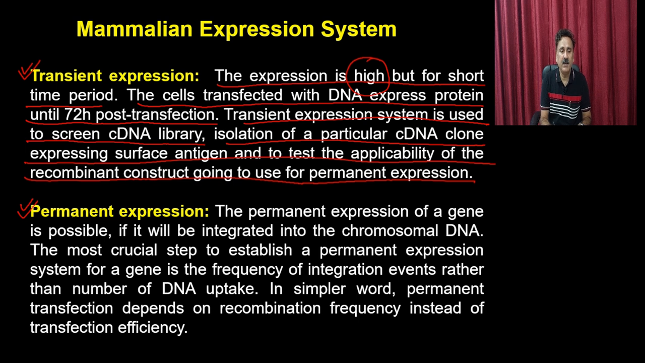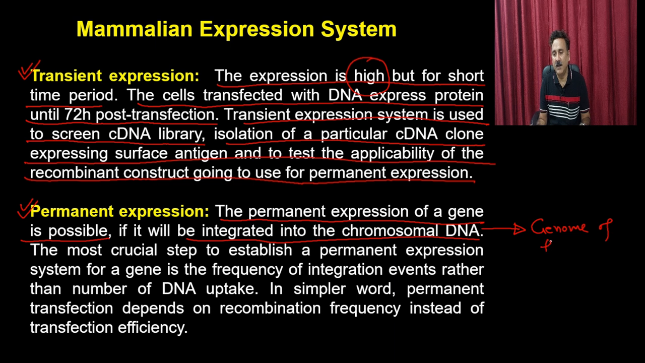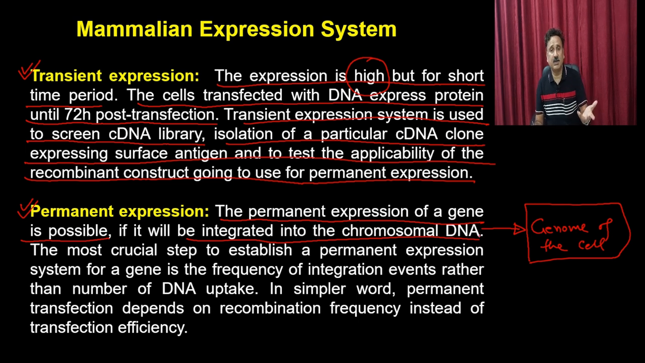In permanent expression, you put in flanking homologous sequences, and because of that it is going to integrate into the genome. So the permanent expression of a gene is possible if it is integrated into the chromosomal DNA, which means it is integrated into the genome of the cell. This means it is not going to be recognized as non-self; it is going to be recognized as self DNA, because it is a part of the genome now, right?